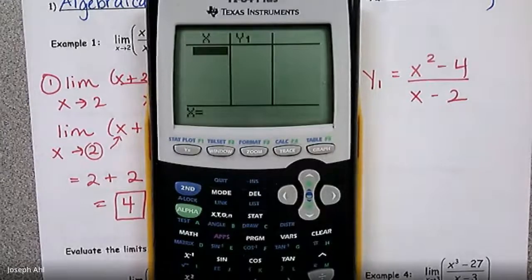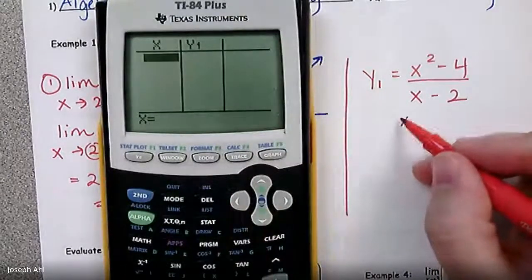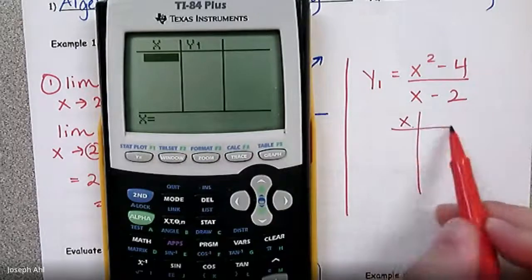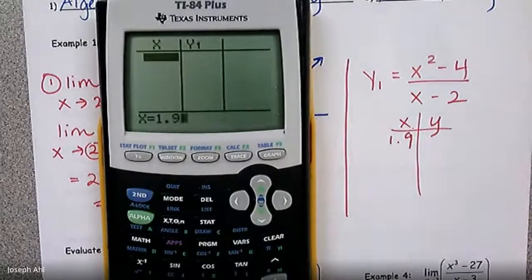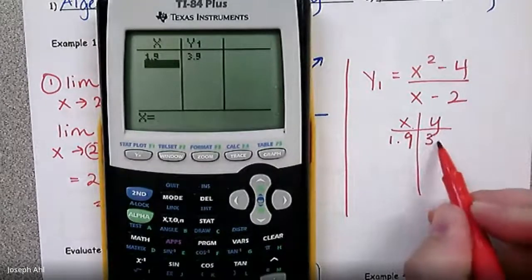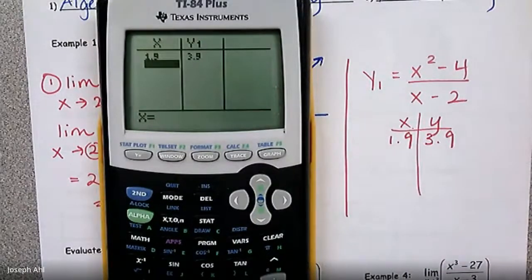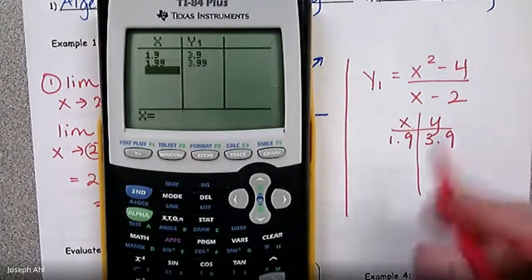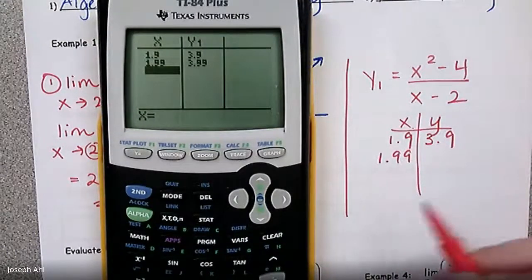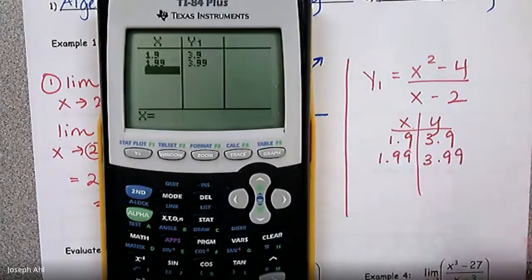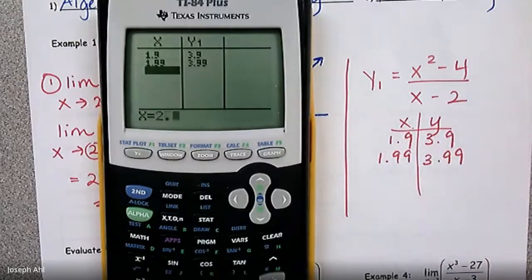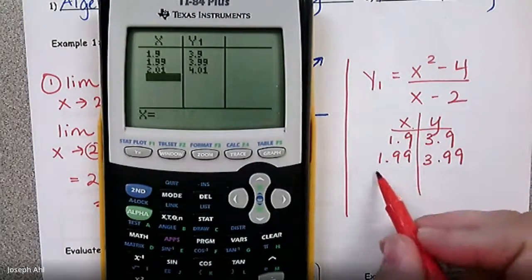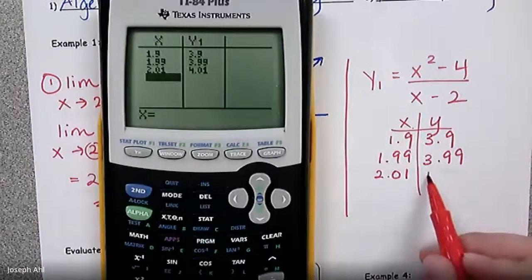Well, what x values do I want? I want x values that are going to get really, really close to x equals 2, like maybe 1.9. And when I input 1.9 for x, the output is 3.9. But can't we get even closer than 1.9? I mean, 1.99 is even better. And I could even go 1.999 if I wanted to, but I think you guys get the idea here. Now, one quick note is that these values are both to the left of 2. We should also check some values to the right of 2, like 2.01. That's going to be 4.01.